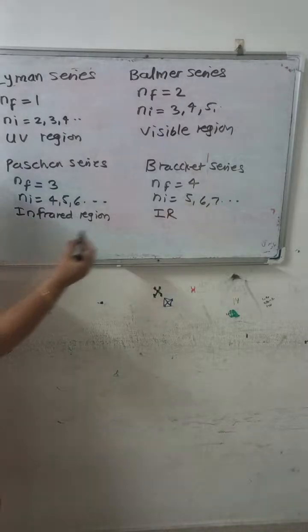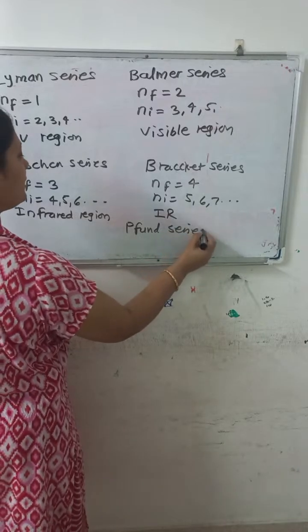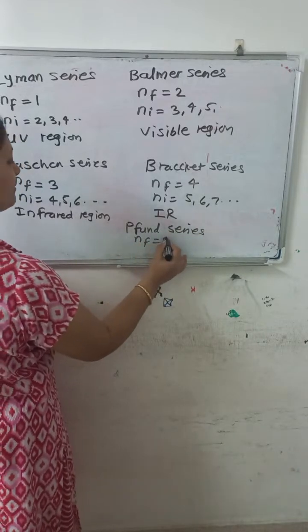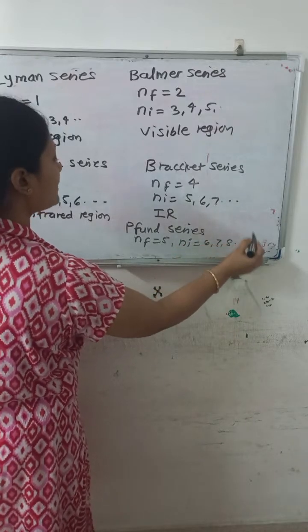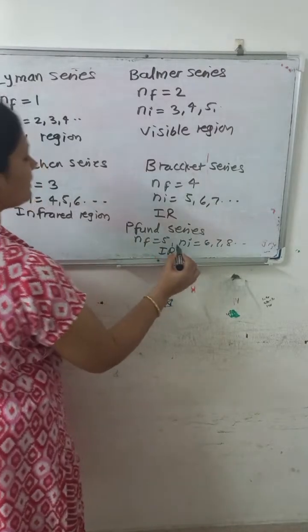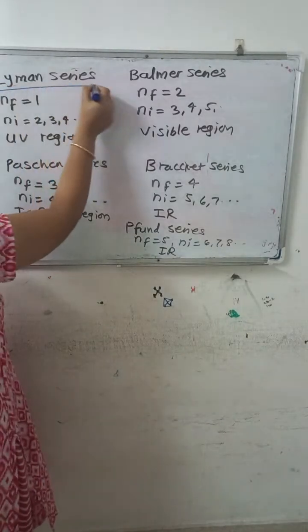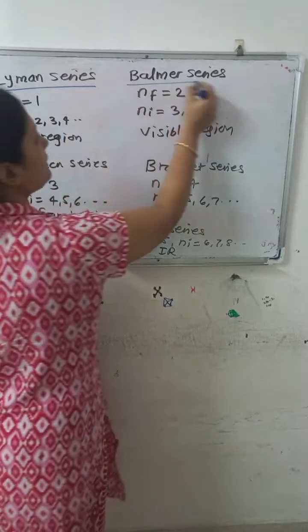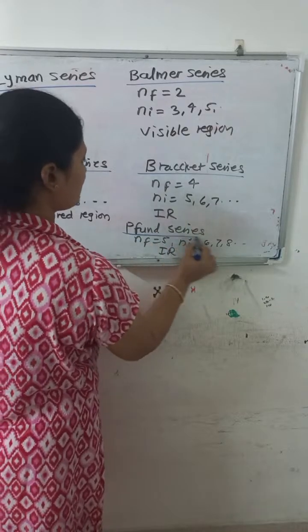And last we have the Pfund series. Here n final is 5 and n initial is 6, 7, 8 and so on. And in this case this also lies in the infrared region. So this is very basic information about all the 5 series. First we have the Lyman series, then the Balmer series, then Paschen, Brackett, and last one is Pfund.